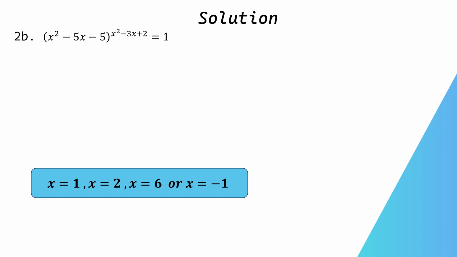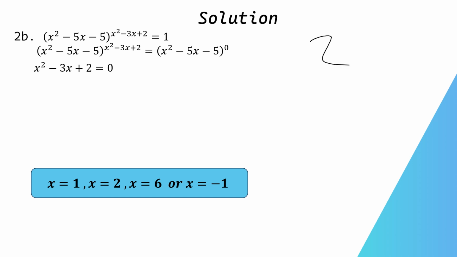So you can write this expression and say that (x² − 5x − 5) to the exponent (x² − 3x + 2) equals (x² − 5x − 5) to the exponent 0. Wow. Since the bases are the same, we can equate the powers, the exponents. So we have x² − 3x + 2 = 0. Now it has become so simple. You can just use quadratic equations to solve this.